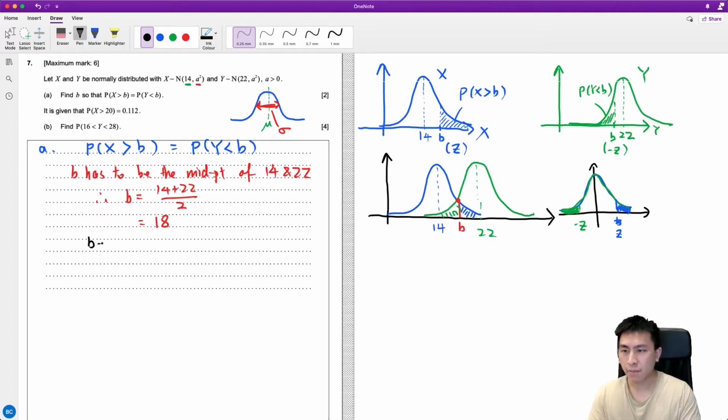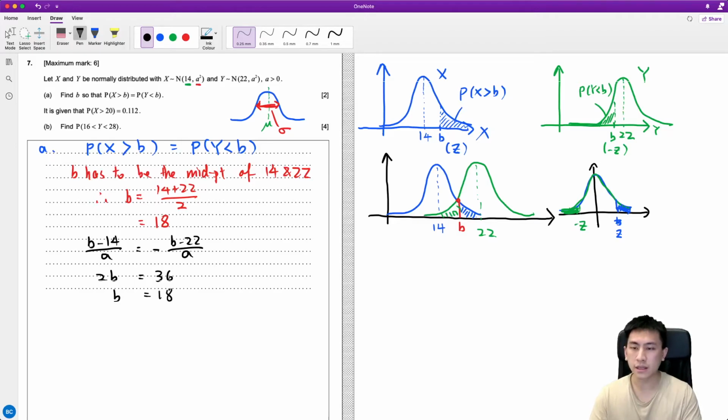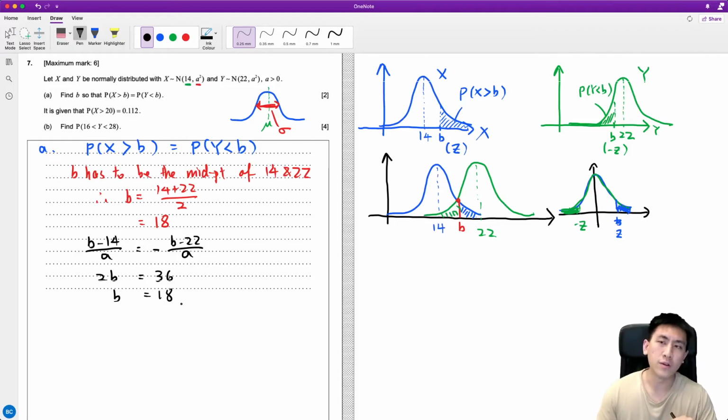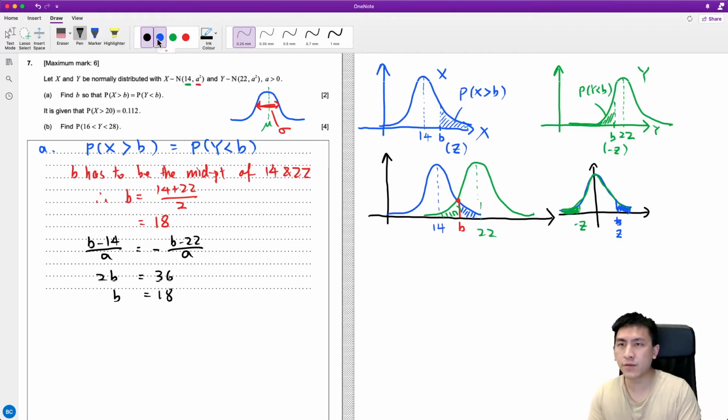Which is b minus 14 over the standard deviation, which is a, has to be equal to minus z, right, of b minus 22 over a as well. Then of course a little bit of calculation, you would get 2b equals 36. So of course b is 18 as well, for sure, because you should only get the same answer. All right, so that's how you do it. I would say this is a rather hard question, a bit tricky actually for a 2-marker. But okay, let's see for part B.